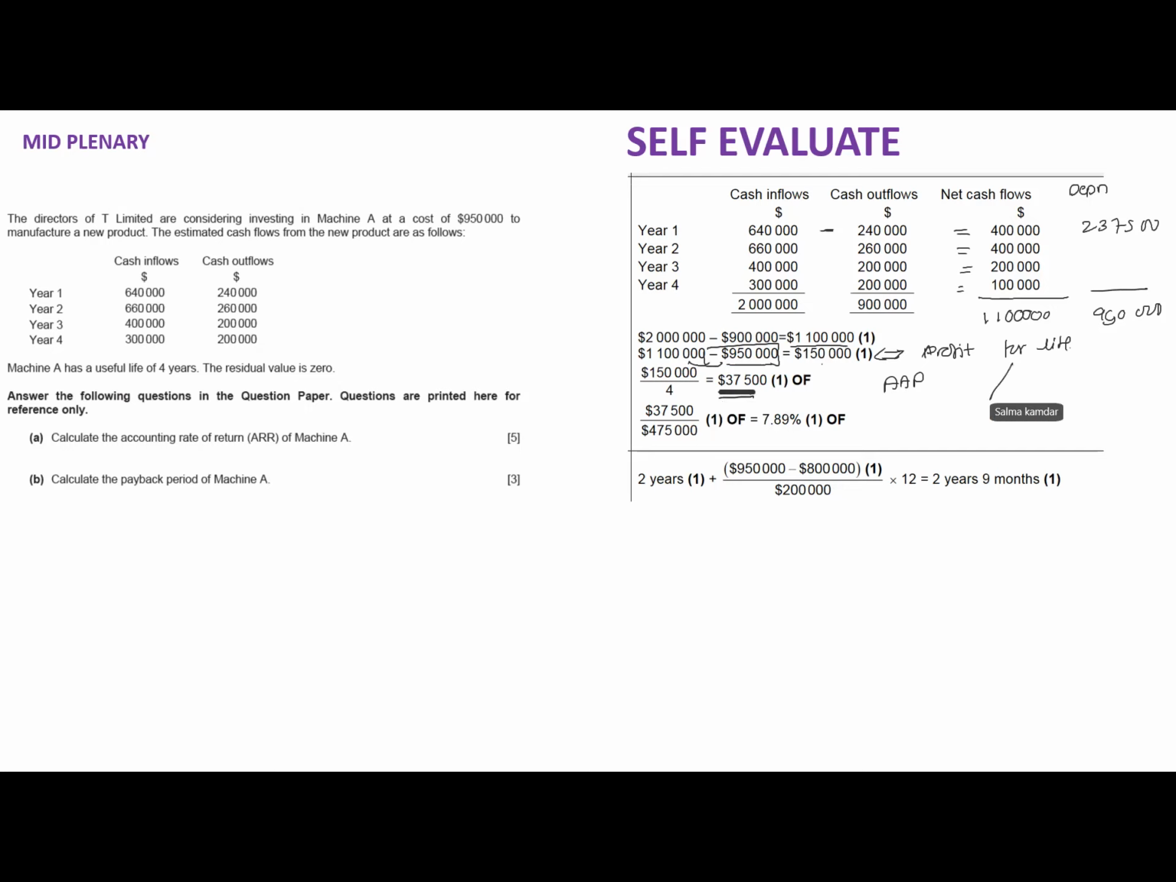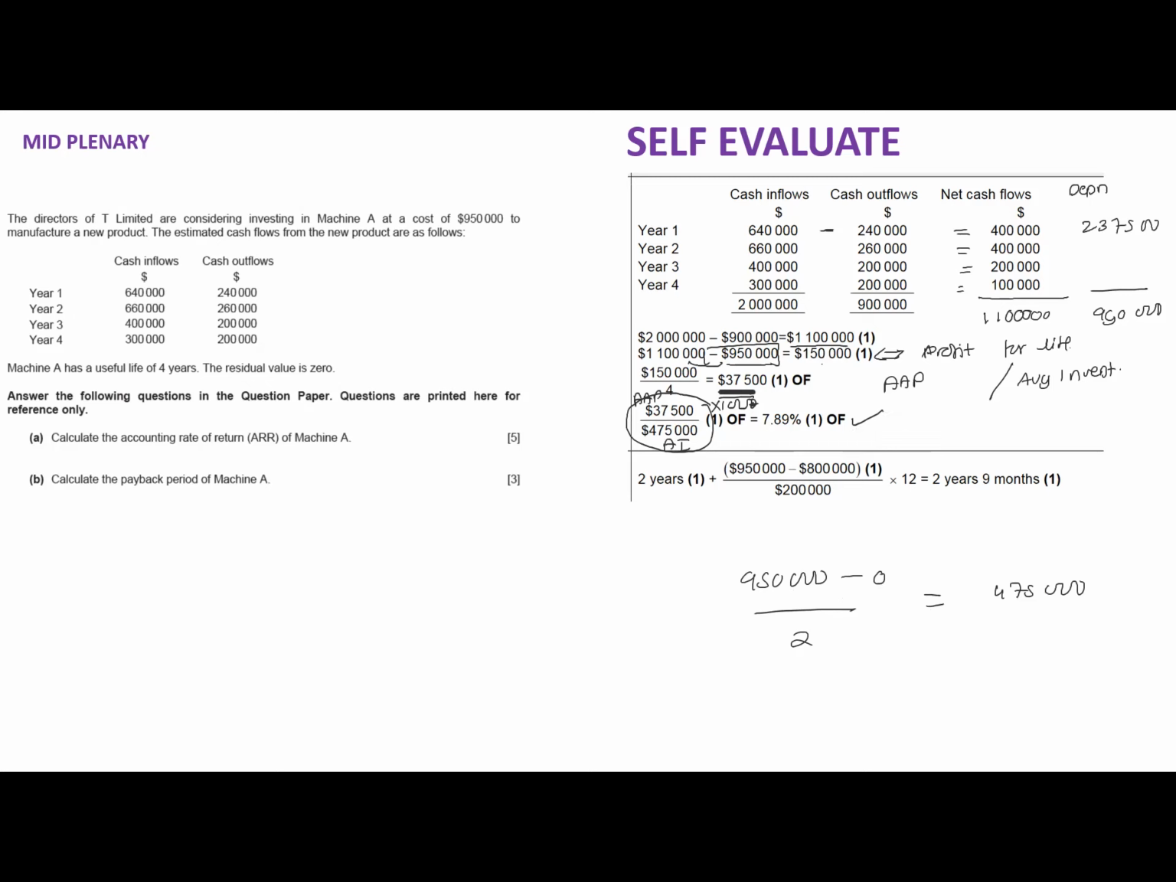What is average investment? Average investment is the cost minus residual value, which is 950,000 plus 0 upon 2. So it is how much? 475,000. So 37,500 upon 475,000 into 100. What is my ARR? 7.89%. So 7.89% is my ARR.